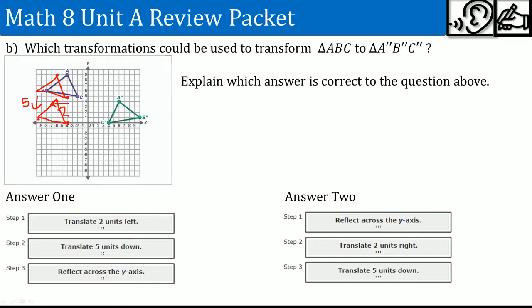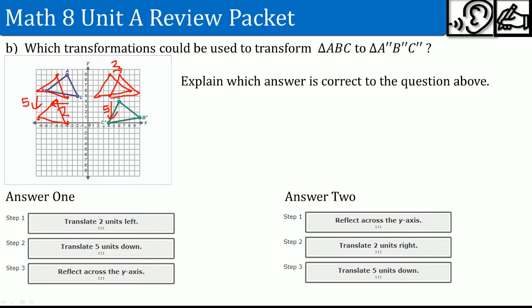So here, this is going to reflect over the y. Okay, 1 2 3 4. So that is the reflect over the y. Then we have to move it 2 units to the right. 1 2. So it looks like this. That's 2 units to the right. Then we go down what? 5.